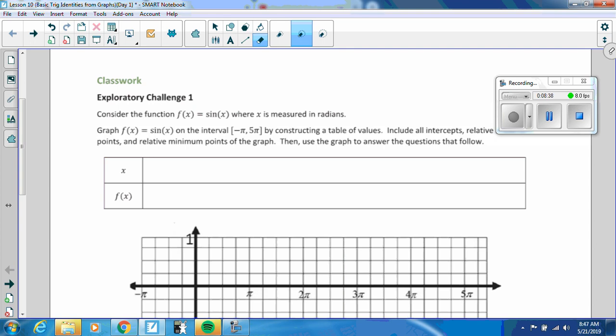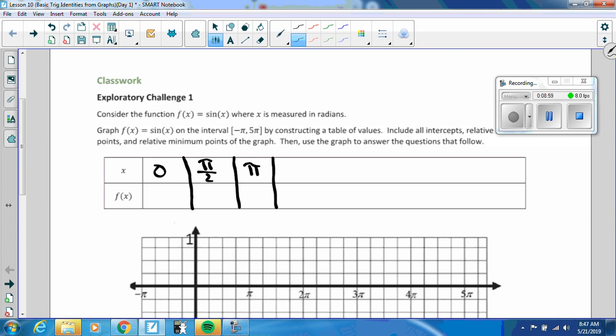So, now we're back to the table. I'm going to graph at 0 radians. I'm going to graph at pi over 2 radians. I'm going to graph at pi radians. I'm going to graph at 3 pi over 2 radians. I don't like making my fractions like that. I like making them like this, but I felt like I was running out of room there. And then 2 pi radians.